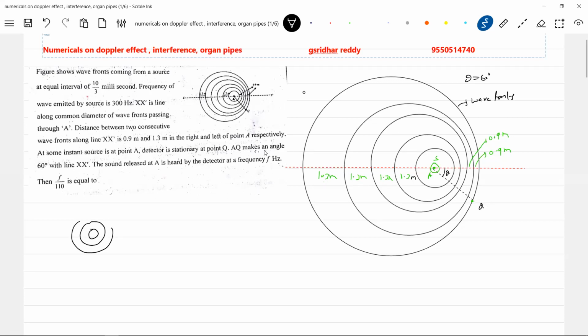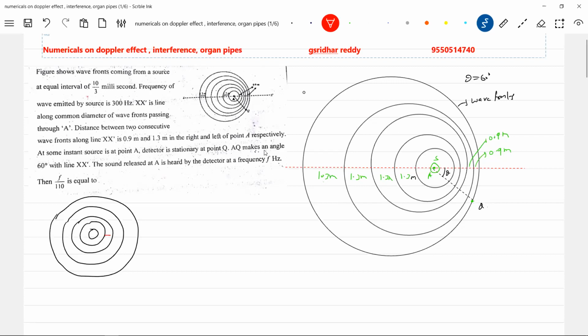If the source is at rest, these will be the wavefronts. What will be the distance between wavefronts? The distance between wavefronts will be fixed here if the source is at rest. Am I right? Okay, fine. If the source is at rest, the distance between wavefronts will be equal. So you call this x. This idea you have to put first, for when the source is at rest.